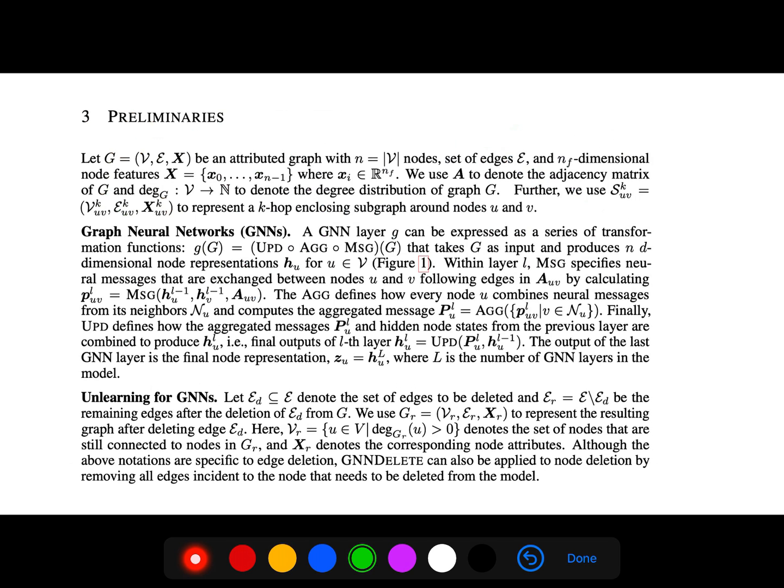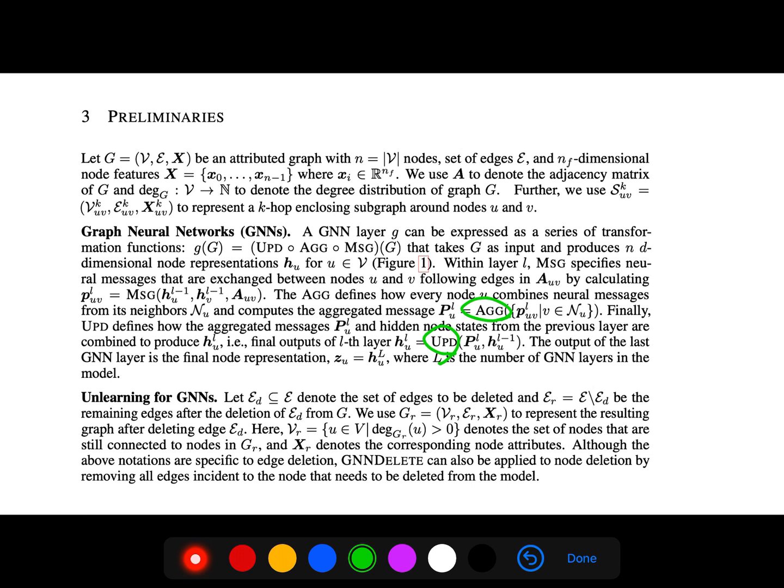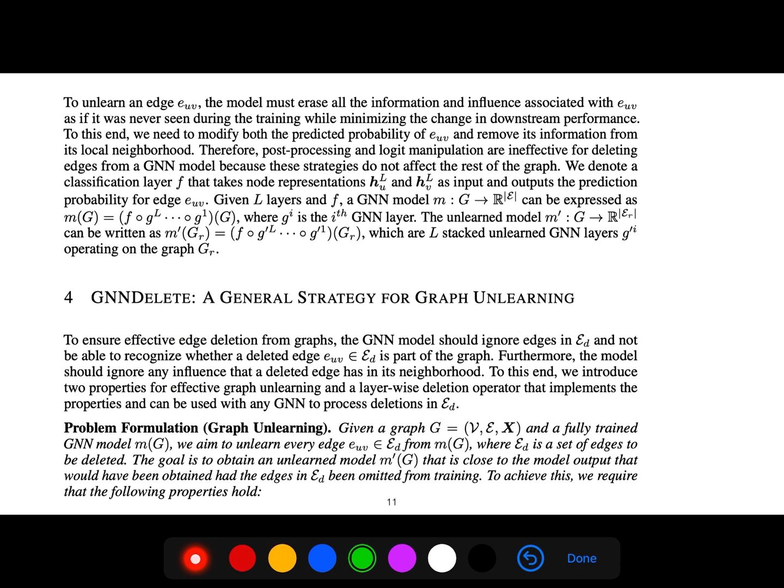So in message passing, we have aggregation, then we have update. But unlearning is something new. Unlearning for GNN: to unlearn an edge, the model must erase all information and influence associated with that edge, as if it was never seen during training, while minimizing the change in downstream performance.